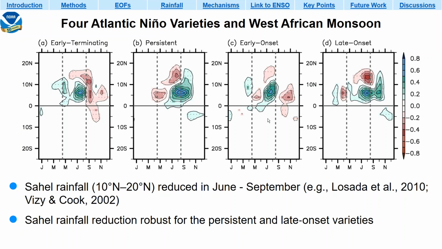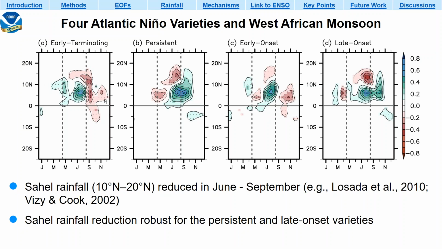Okay. So this Sahel rainfall from 10-degree north to 20-degree north is pretty much reduced during the Atlantic Nino events, and that we know from the earlier many studies. So the Sahel region is basically a desert, so it receives rainfall only for a very limited time around August or so. So the failure of the West African monsoon due to the Atlantic Nino has a large impact on the ecosystem over there, over the Sahel region.